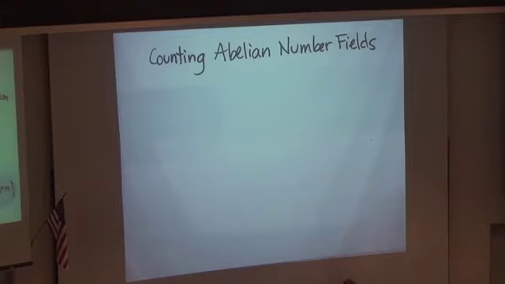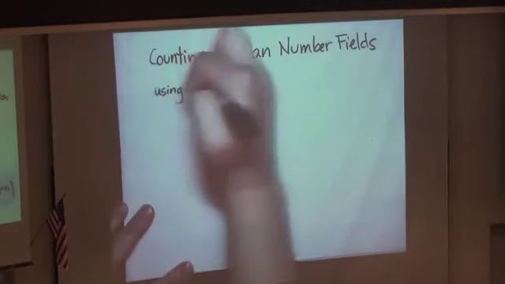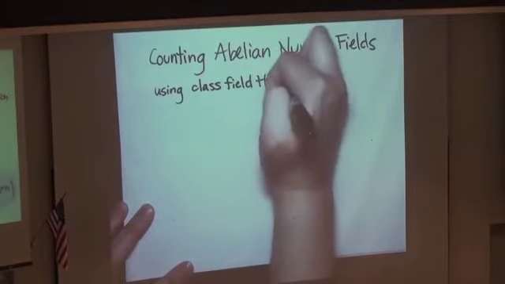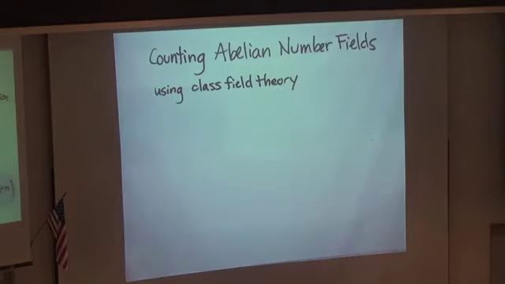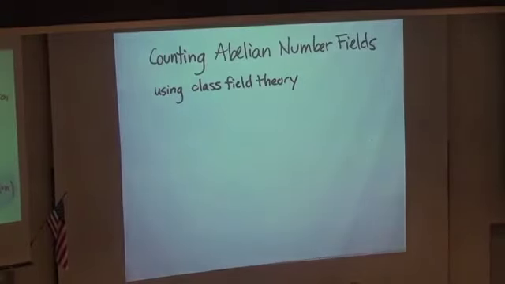because it's a way that actually can work more generally for other number fields whose Galois group is an abelian group, which is what I mean by abelian number fields. I mean Galois with abelian Galois group. Okay, so I'm going to do this using class field theory.